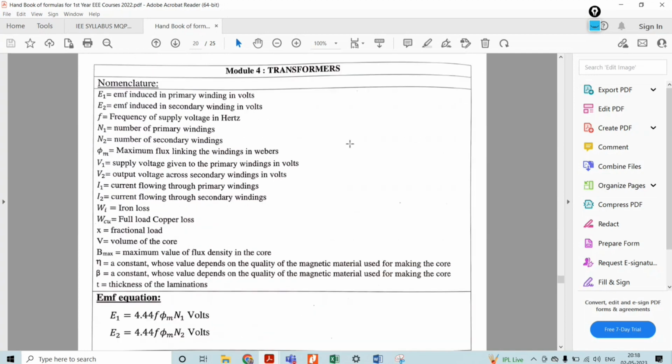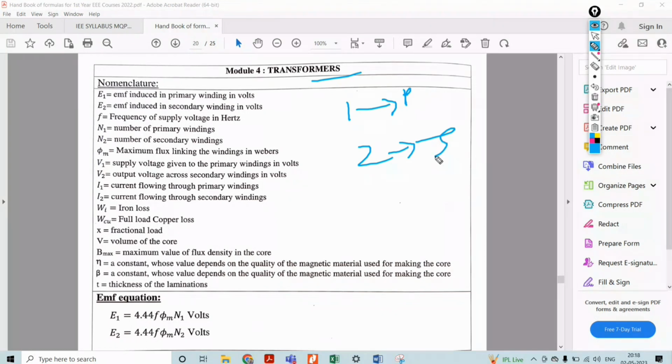Then with respect to the transformer, what is a transformer? It is a static machine which will transfer electrical energy from one circuit to another circuit. One is for primary, two is for secondary. That you have to remember.